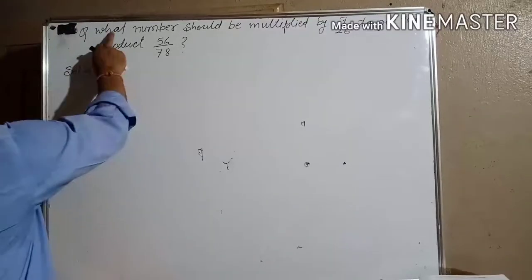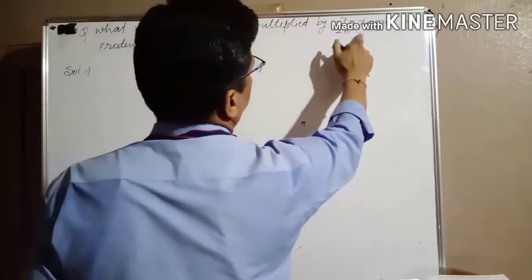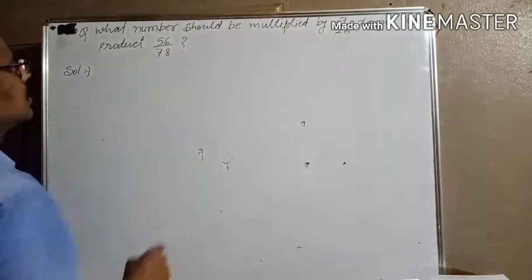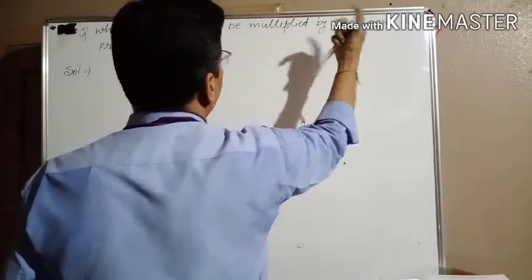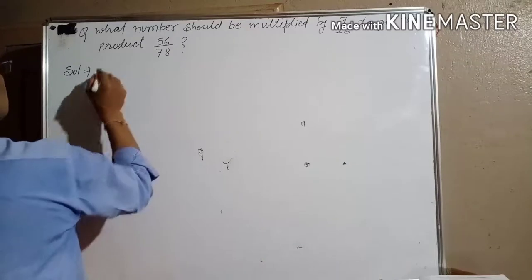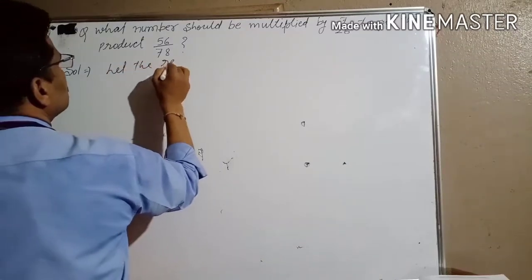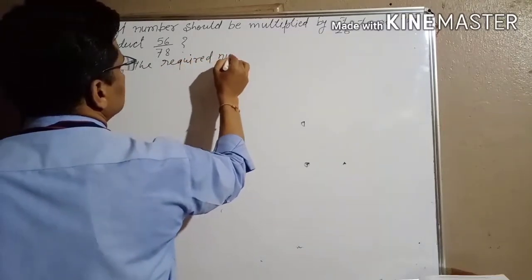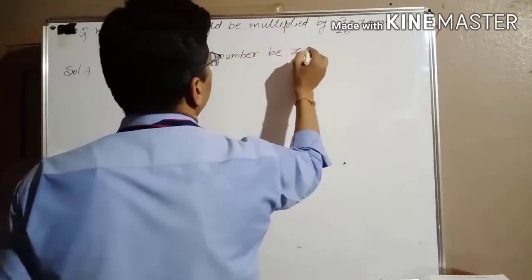Now, what number should be multiplied by minus 7 upon 26 to get the product 56 upon 78? In this question, we have to find by which number we should multiply minus 7 upon 26 to get the answer 56 upon 78. We can write here, let the required number be x.